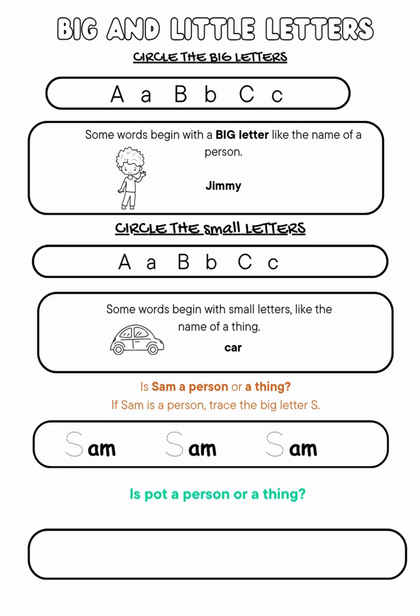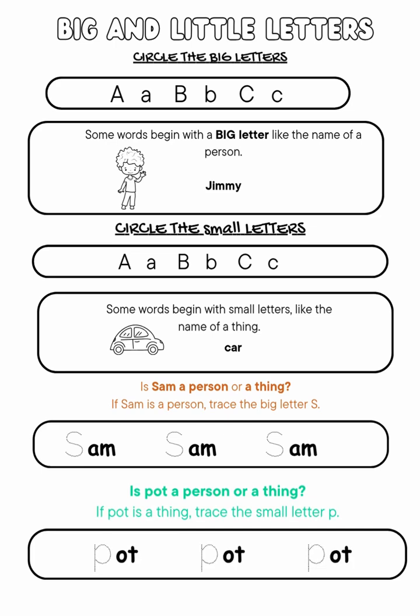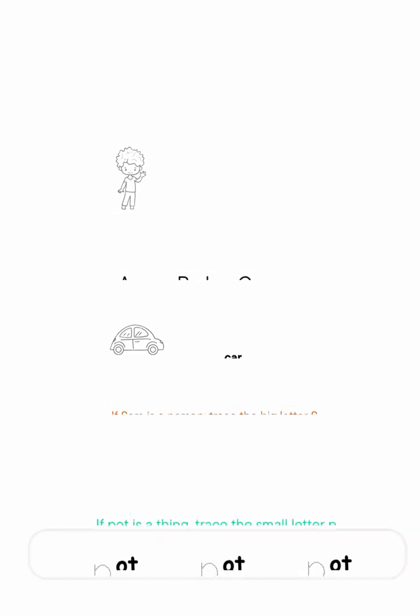Prepare students for the difference between a thing and a name. Compare Jimmy, a person, and car, a thing. Use the Sam versus pot exercise to show that we only trace the tall letter for the person. This is the perfect bridge to future lessons on capitalization.